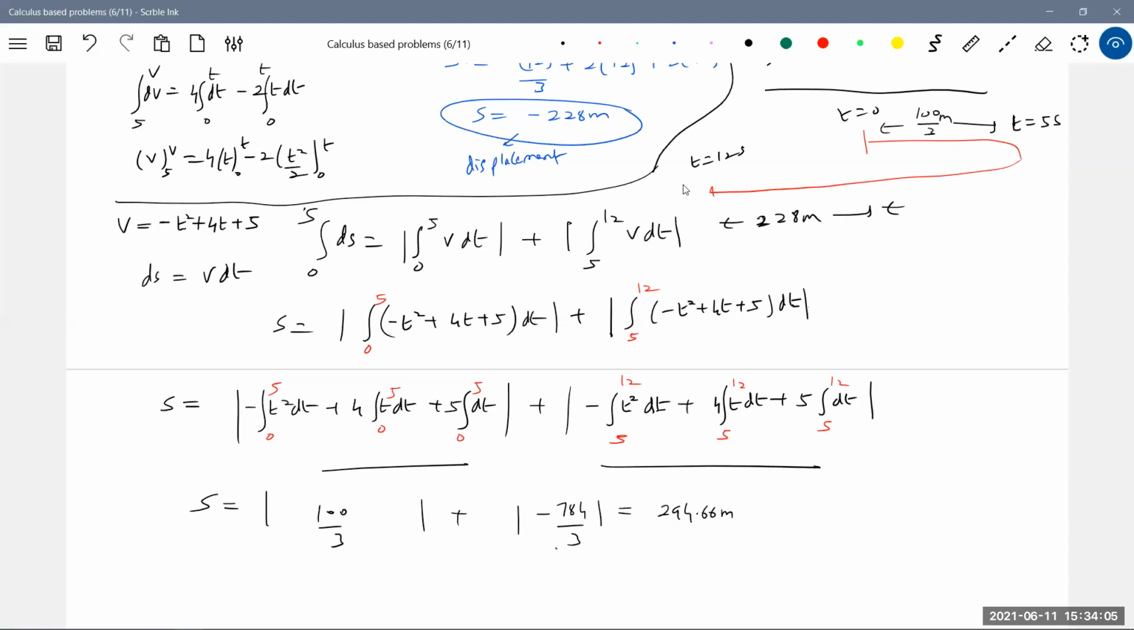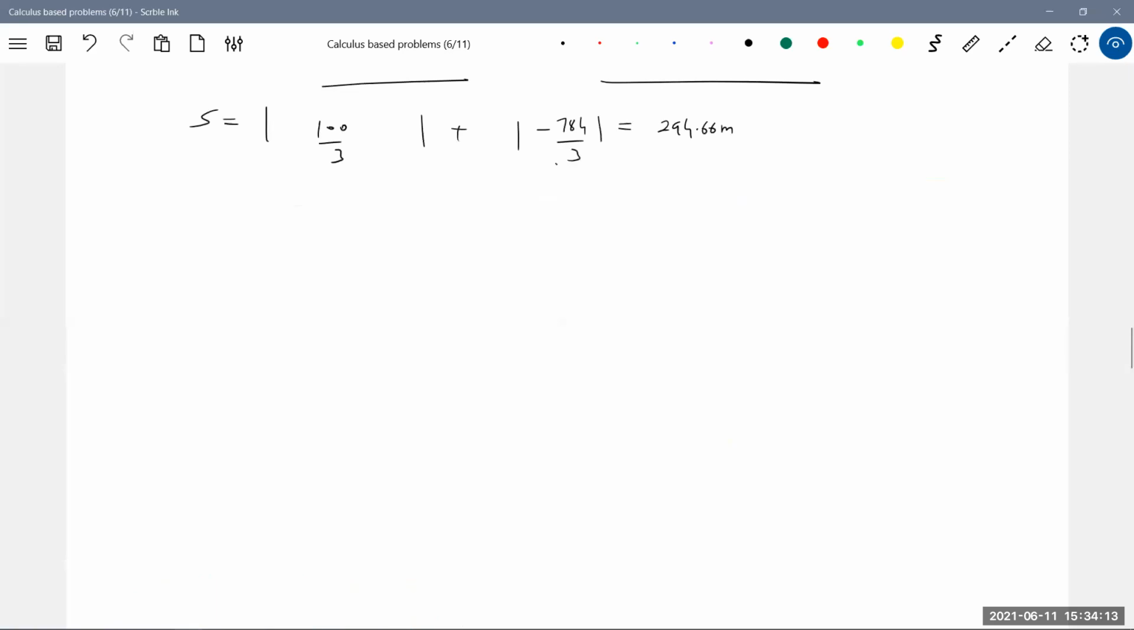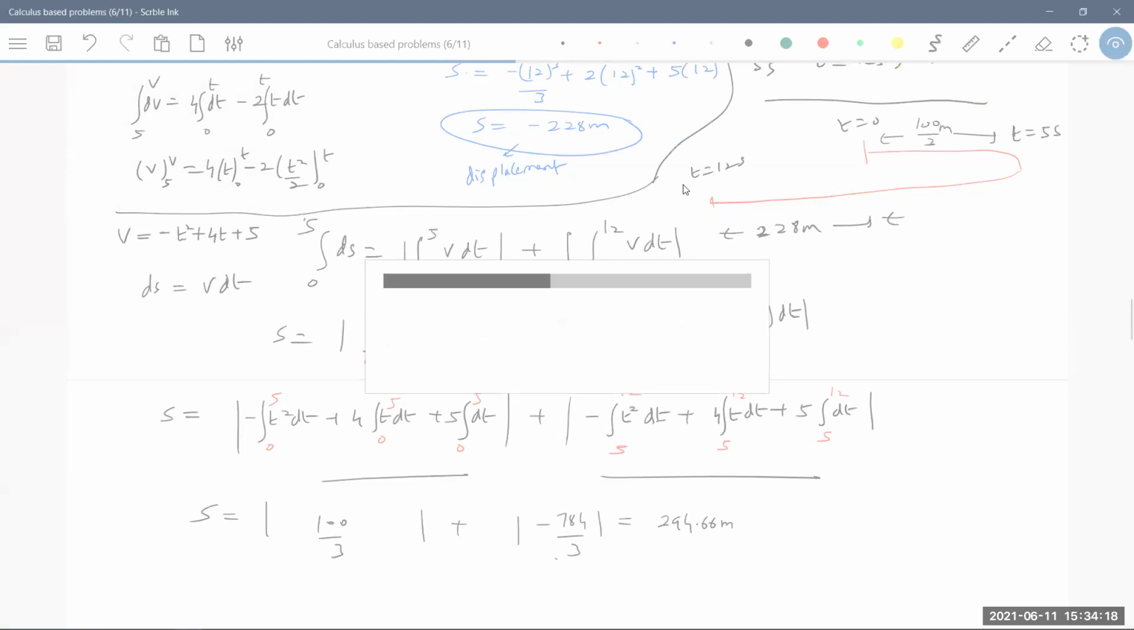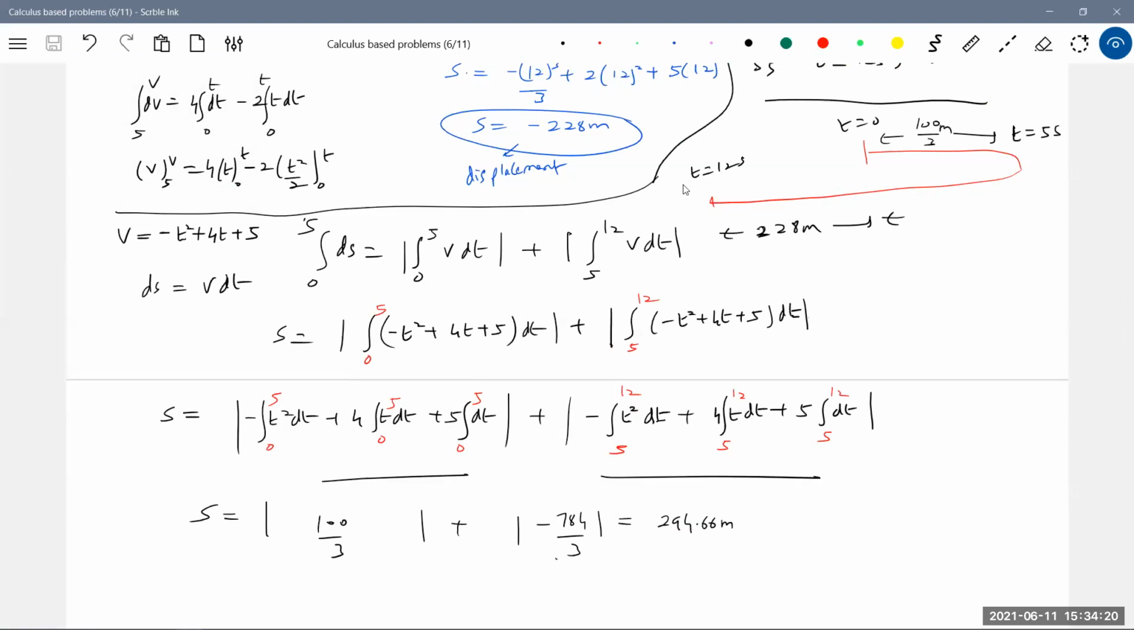Sir, using VTK also we can do it, no, sir? How can you do it? Again you have to work out the integration only. Okay, just look at the calculation. I'll go to the next part of the problem. So 784 by 3 is 261.3, sir. Oh, that one. Okay, that was the previous final value, 261.3. Then fine, because it should be more than 228, no? Yes, sir, 228 plus 100 by 3. I think this is correct.